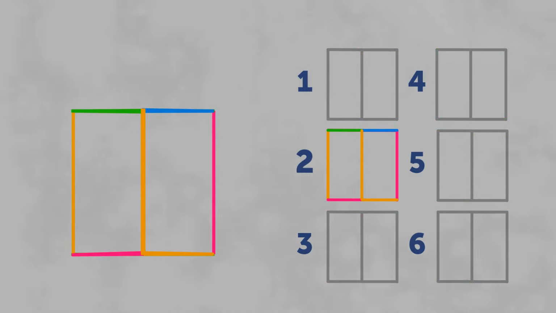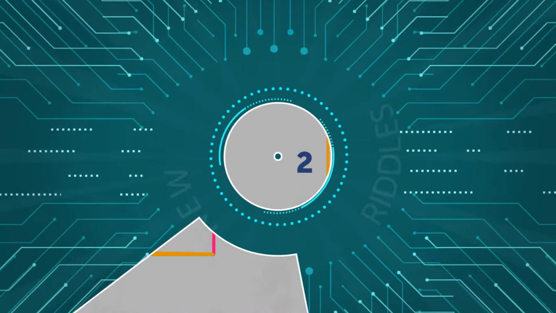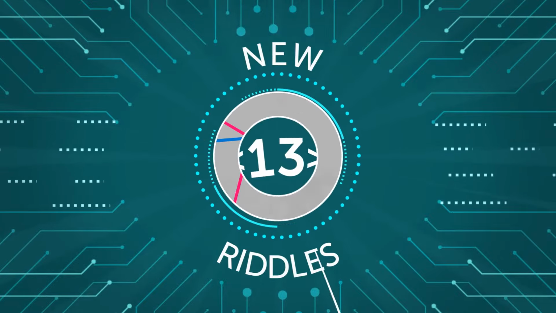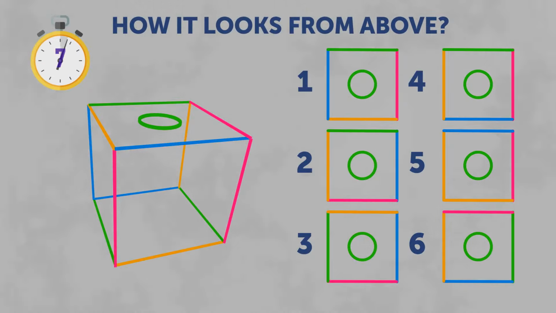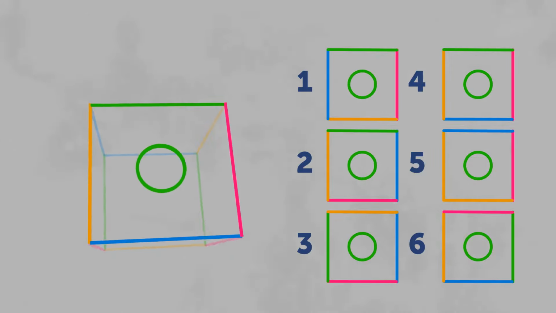The second image is the correct one. Now look at this colorful cube. How does it look from above? The fourth variant is correct.